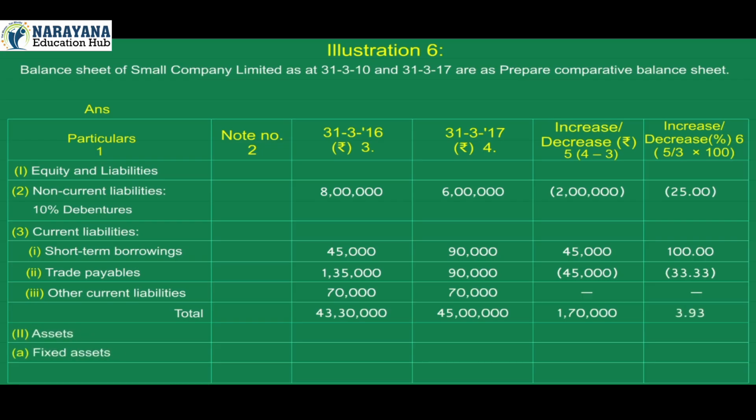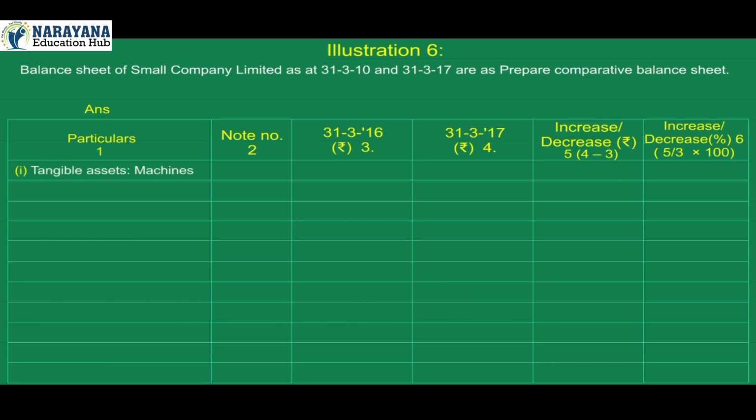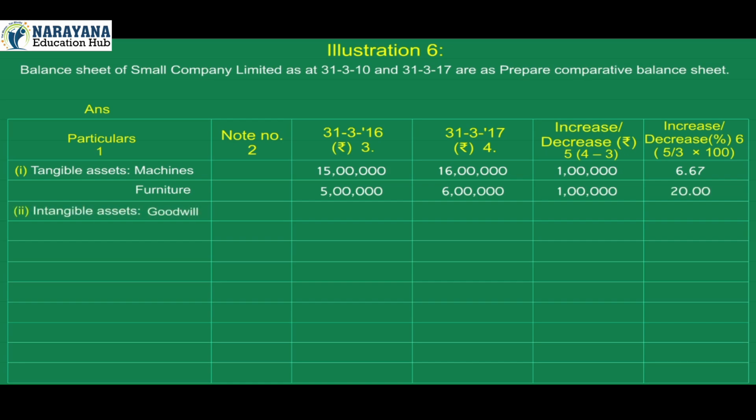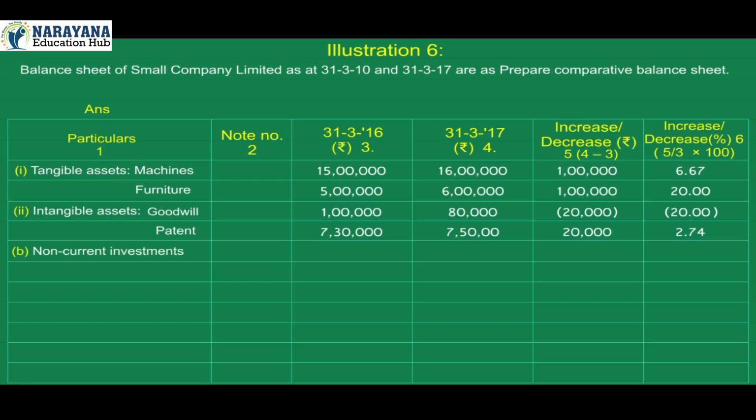Number 2. Assets. A. Fixed assets. 1. Tangible assets. Machines 15 lakh, 16 lakh, 1 lakh, 6.67%. Furniture 5 lakh, 6 lakh, 1 lakh, 20.00%. 2. Intangible assets. Goodwill 1 lakh, 80,000, 20,000, 20.00%. Patent 7 lakh 30,000, 7 lakh 50,000, 20,000, 2.74%. B. Non-current investments 8 lakh, 9 lakh, 1 lakh, 12.50%.